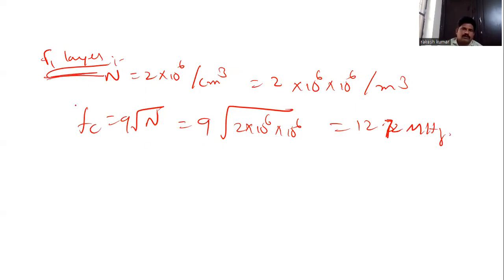Like this, you can do it for any layer. This is how we can calculate the critical frequency for different layers present in the ionosphere, in ionospheric wave propagation. Okay, so let us solve another problem.